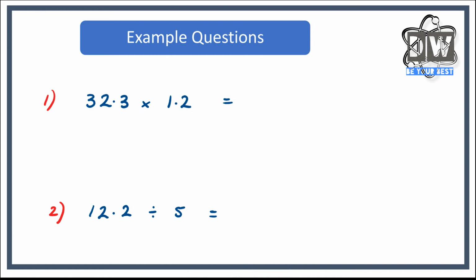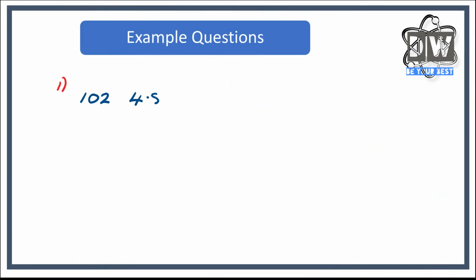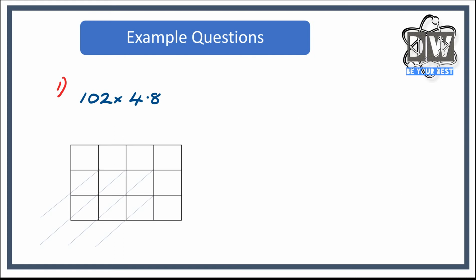Now here are the example questions. I'm going to set them out for you so they're nice and easy to do, and we're going to start with the lattice method, putting 102 times 4.8 on the side. If you don't want to use the lattice method, and hopefully all my classes are, then you can use any other method. You just have to treat it as 102 times 48, forget about the decimal place and put that into your answer. We'll go over that after we do the lattice method.